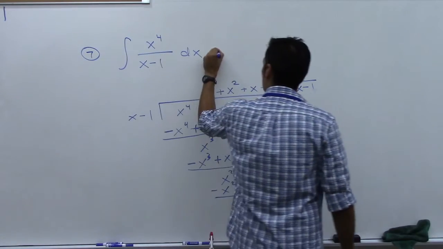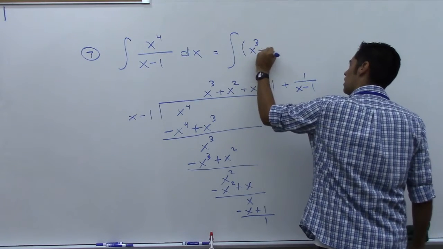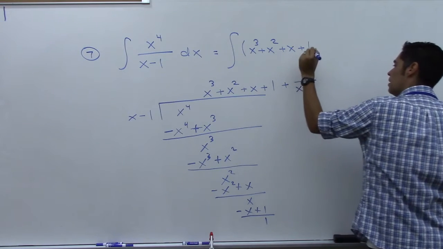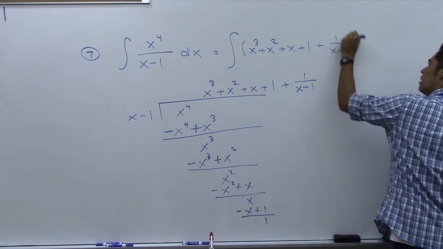And that means I can rewrite the integral as the integral of x cubed plus x squared plus x plus 1 plus 1 over x minus 1 dx.